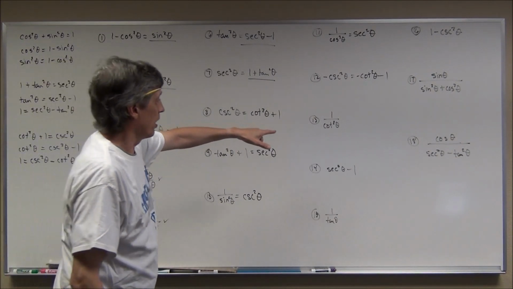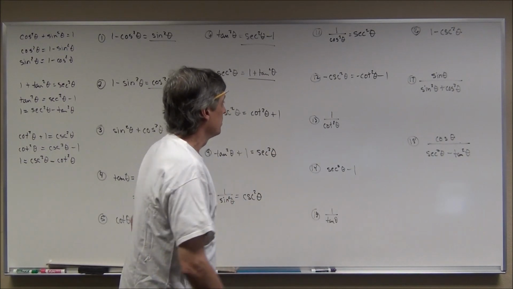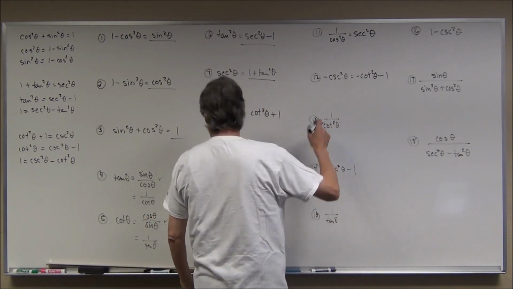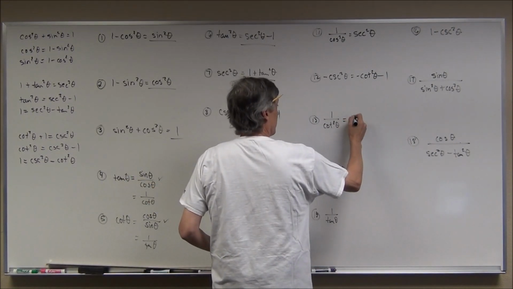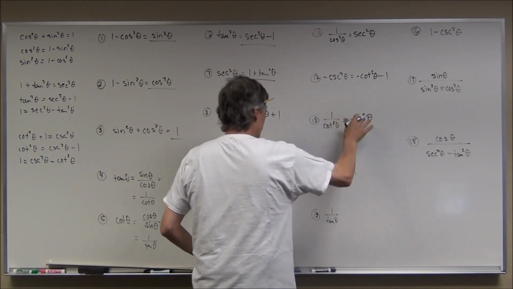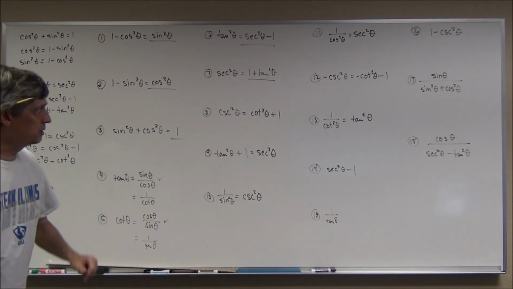Now here's another one where I would probably just go ahead and do the reciprocal relationship. 1 over cotangent squared theta. Now I just said that 1 over the cotangent of theta is tangent, so this is the same as tangent squared theta. And I don't think I'm going to make any kind of a substitution like that. I'm guessing that's probably what he wants.